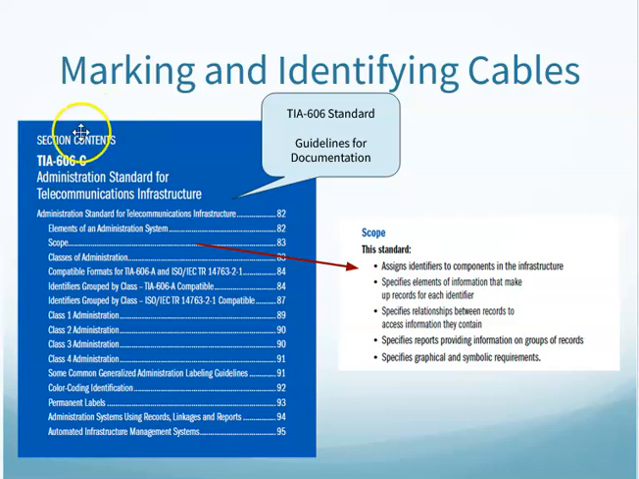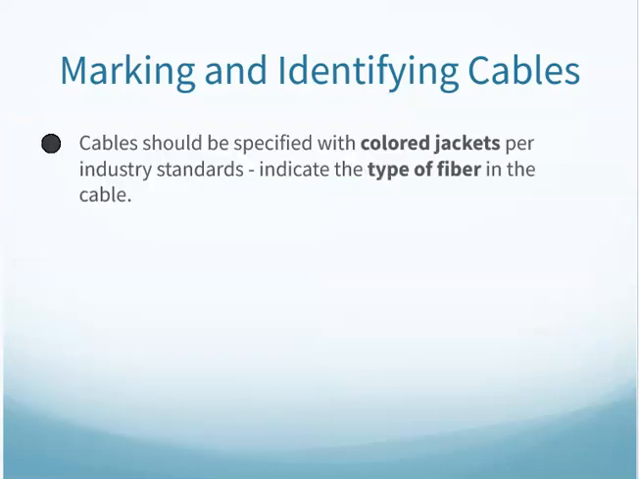The TIA 606 standard has guidelines on how we document things. The scope of this standard lists here that the purpose of this is to assign a scheme for infrastructure labeling, etc. The 606 standard talks about all that documentation.